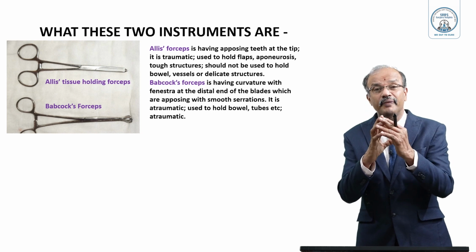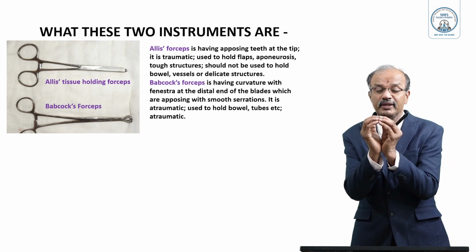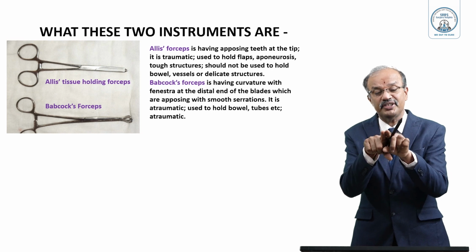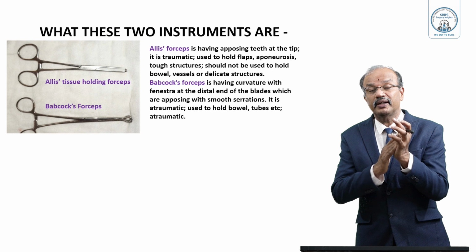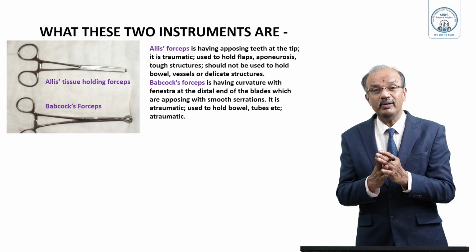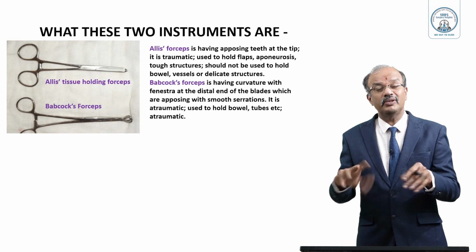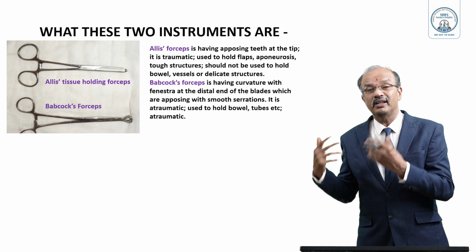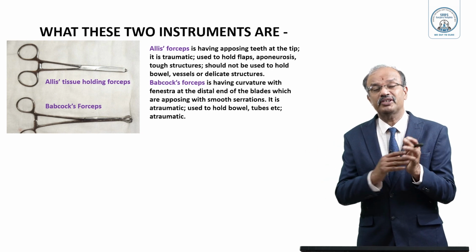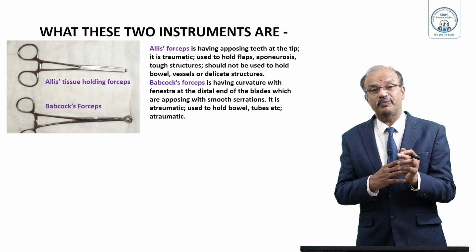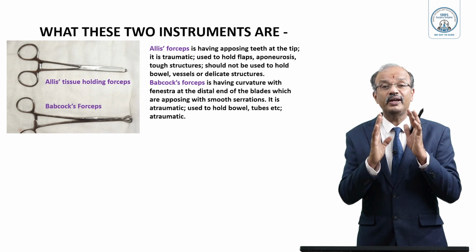opening called fenestra. And in the tip, this opposing, there are no teeth, but serrations are there like this, serrations. So serrations are atraumatic, soft there. So it is used to hold bowel, entire bowel, stomach, duodenum, small bowel, appendix, large bowel, fallopian tube. What's the difference? All tubular structures are held with Babcock's forceps because it is atraumatic.